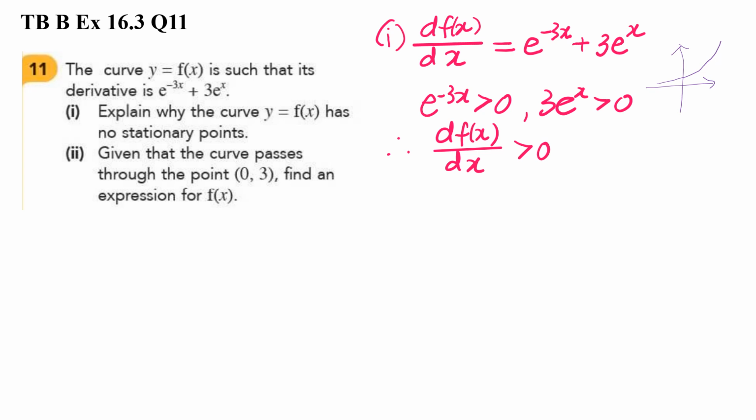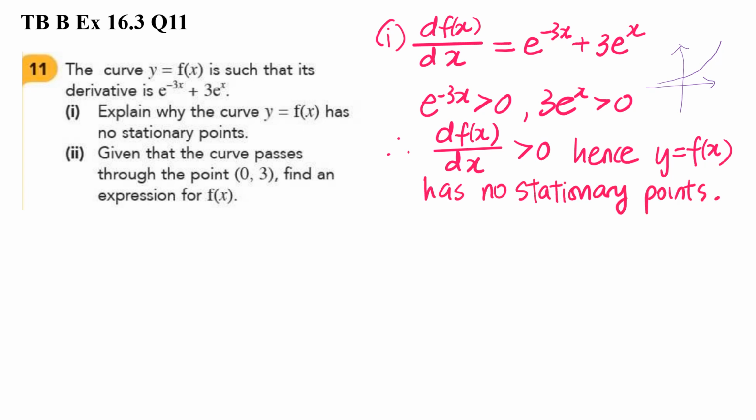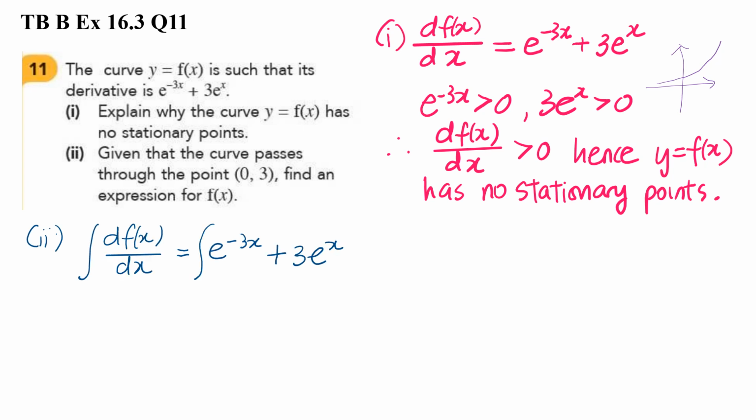Increasing function, you won't have a stationary point. You only have a stationary point when you manage to have dy over dx equals to 0. So hence y equals f of x has no stationary points. This is the way to go about proving something has no stationary point. Okay, so for part 2, we're going to add the integral sign.